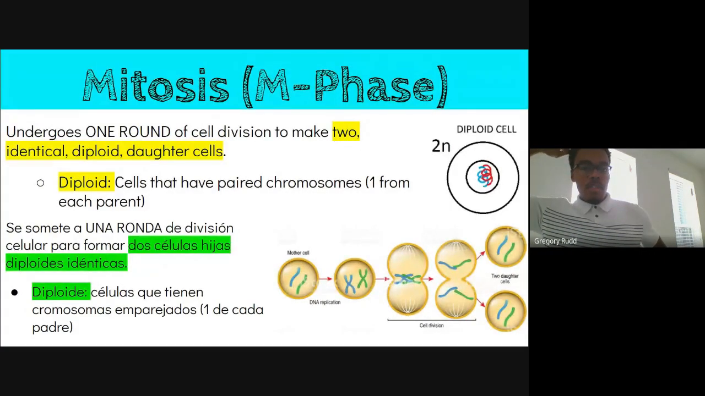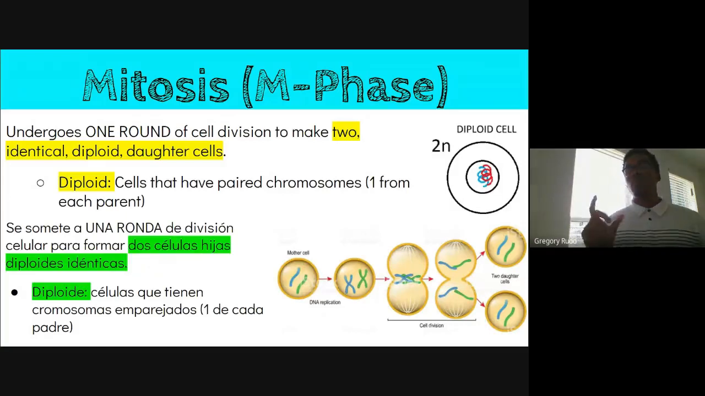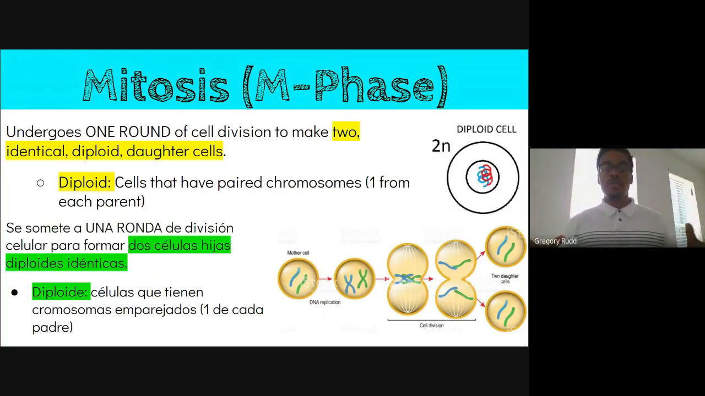So mitosis undergoes one round of cell division to make two identical diploid daughter cells. I know that's a lot, but we can break it down. So we already talked about the fact that one parent cell makes two daughter cells. We already talked about the fact that those two daughter cells are identical. They're exactly the same. They're exact copies of each other.